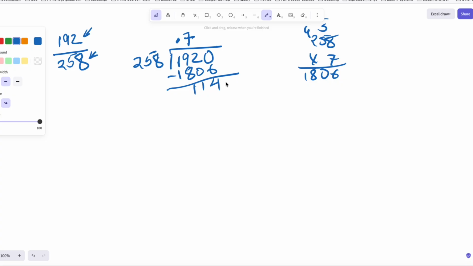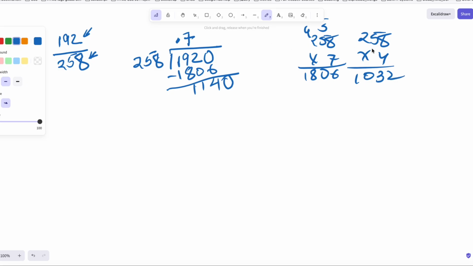How do you do that? You can give yourself one free 0. And when you do that, you see that the number changes into 1140, which can definitely accommodate 258. But the question is how many times? So let's take a guess. Well, 258 will definitely go at least 4 times, right? Because 250 times 4 is 1000, 8 times 4 is 32. So that's 1032. So is that correct? So 258 times 4 shall give you 1032. So that makes sense. So you put 4.